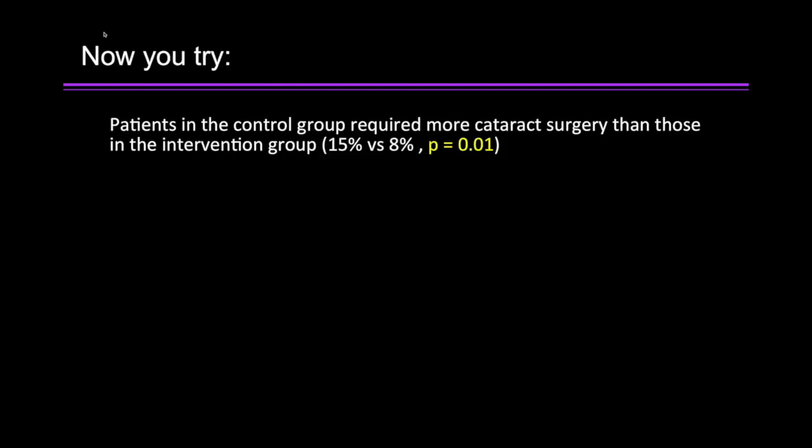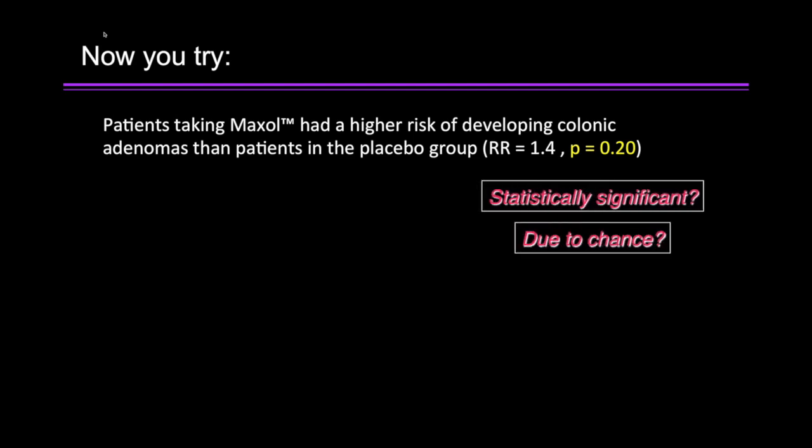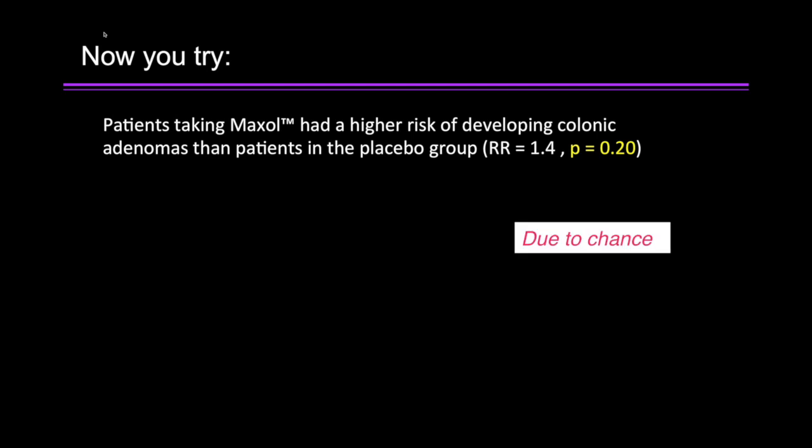So now you try. Patients in the control group required more cataract surgery than those in the intervention group. 15 versus 8%, p equals 0.01. Is that statistically significant or due to chance? Well, that's statistically significant, right? The p-value is less than 0.05. Patients taking Maxol had a higher risk of developing colonic adenomas than patients in the placebo group. Relative risk 1.4, p equals 0.20. Is that statistically significant or due to chance? Well, that's due to chance, right? The p-value is greater than or equal to 5%.